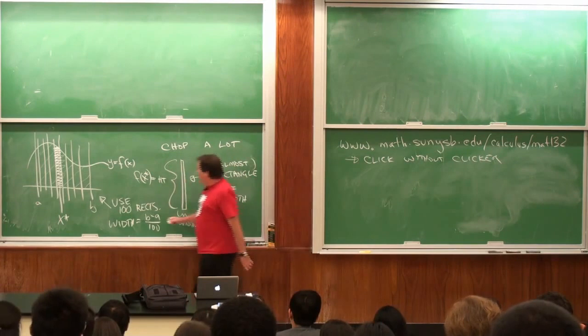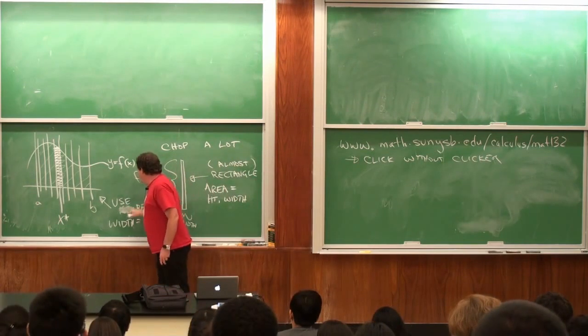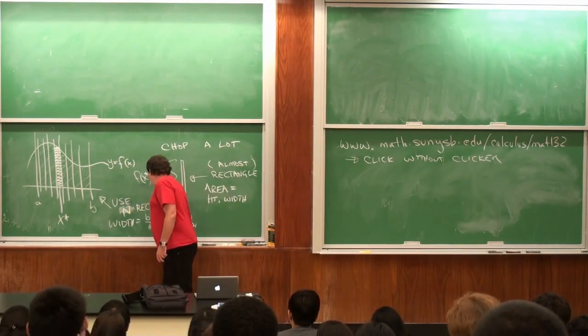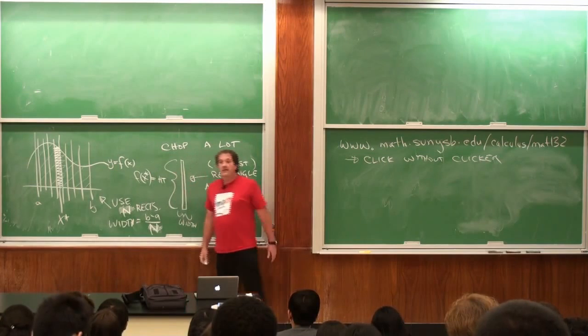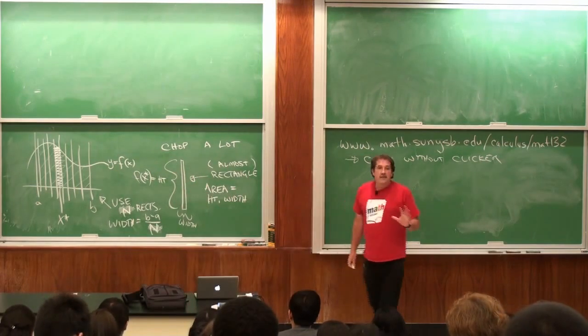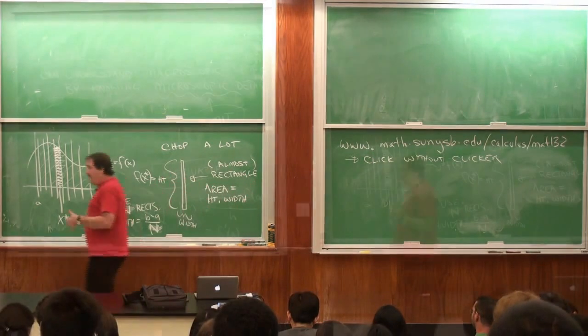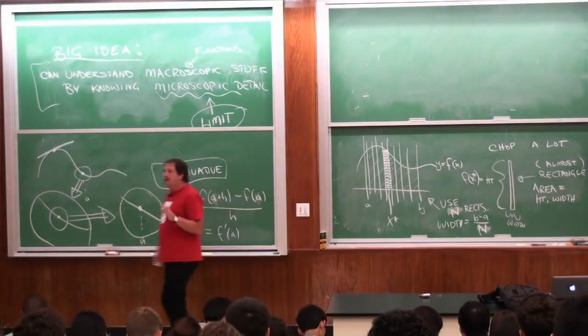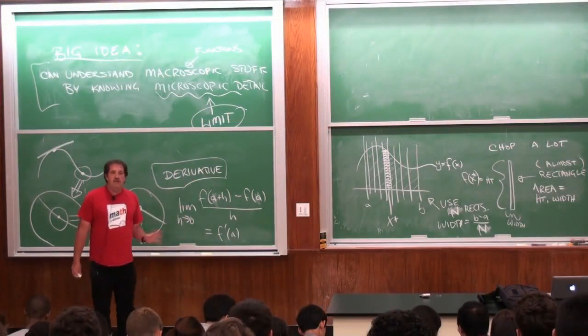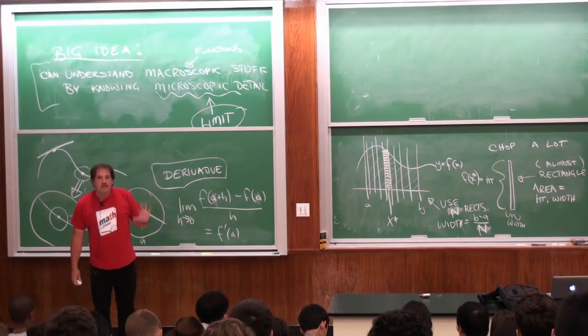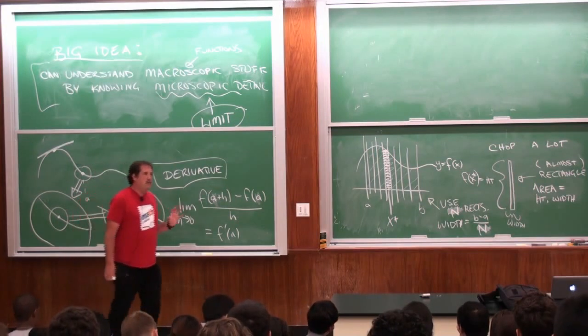And if instead of 100 rectangles, we use n rectangles, then it's b minus a over n. Right? Now, let me point out one thing here about how this is working. I don't want you to memorize all sorts of formulas and stuff. I want you to think about what's going on.